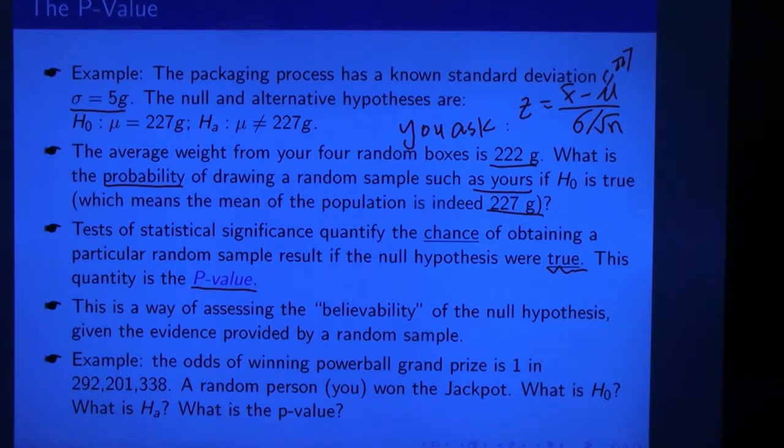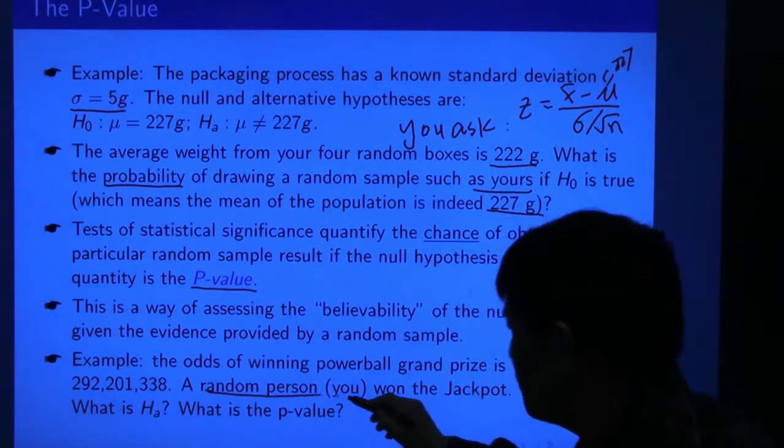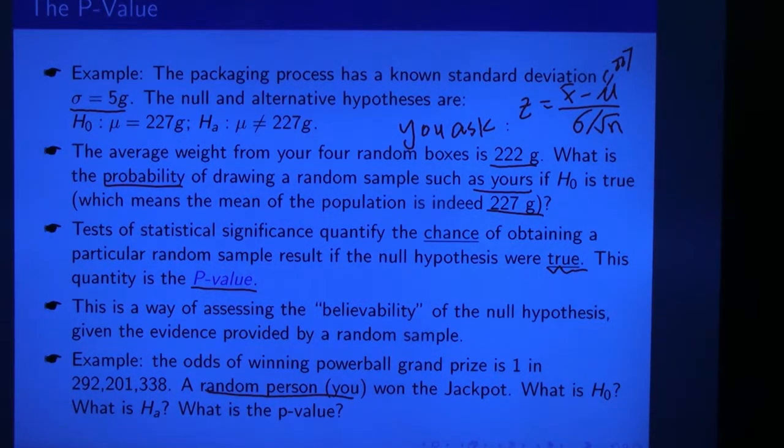Okay, we have another example. The odds of winning the Powerball grand prize are 1 in 292 million. That is one example from before. A random person, we assume this is you, won the jackpot. What is H0 here? What is HA? What is the p-value?